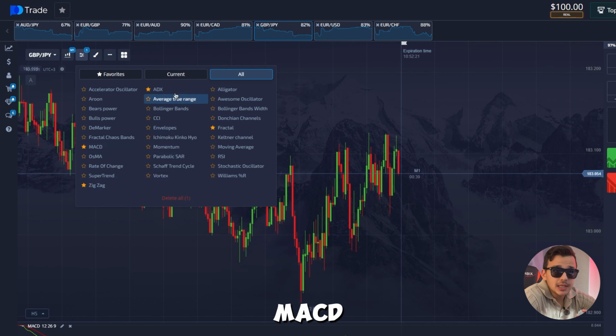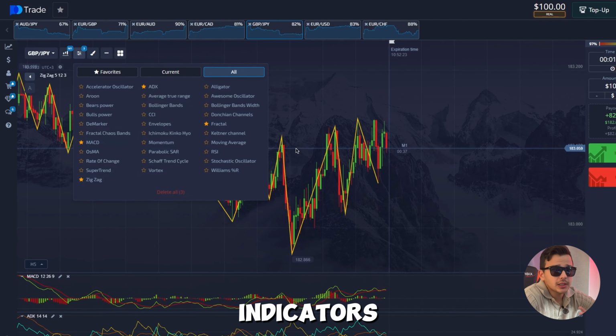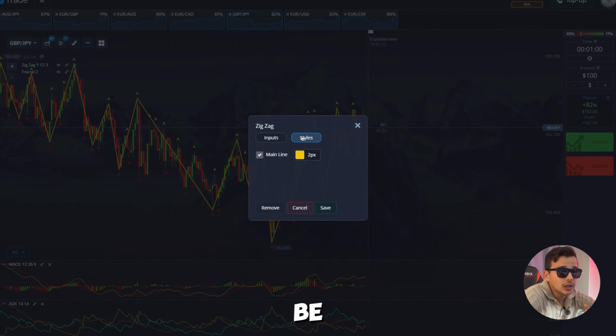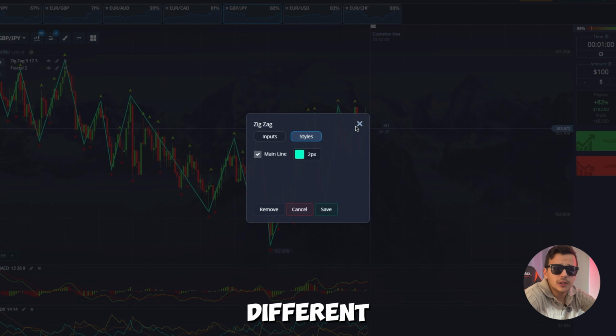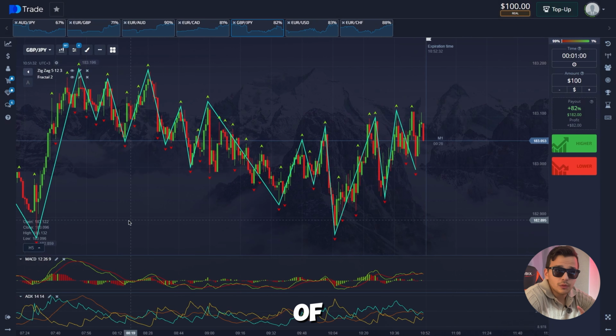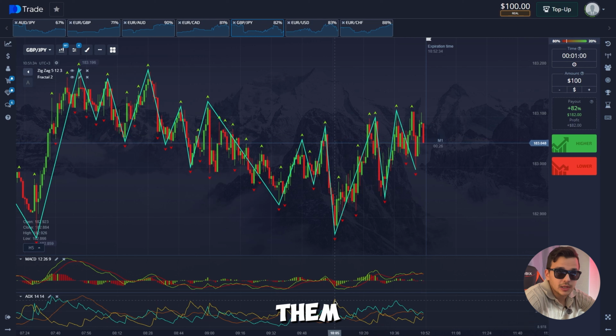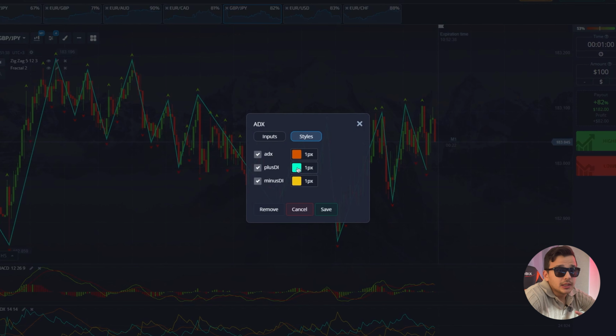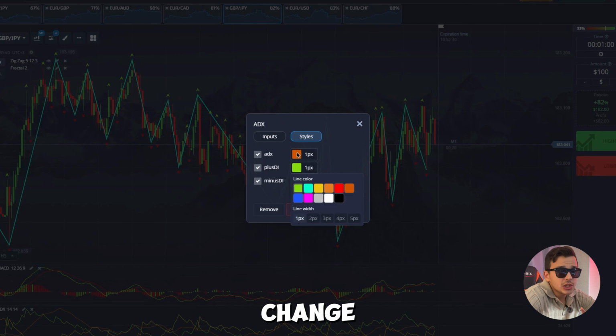So we pick MACD, ADX and two trend indicators, Zig Zag and Fractal. To change things up, the visualization will be on Zig Zag. We will put a different color. We will not change the settings of ADX. We will leave them absolutely the same as they are. We will only change the visualization.